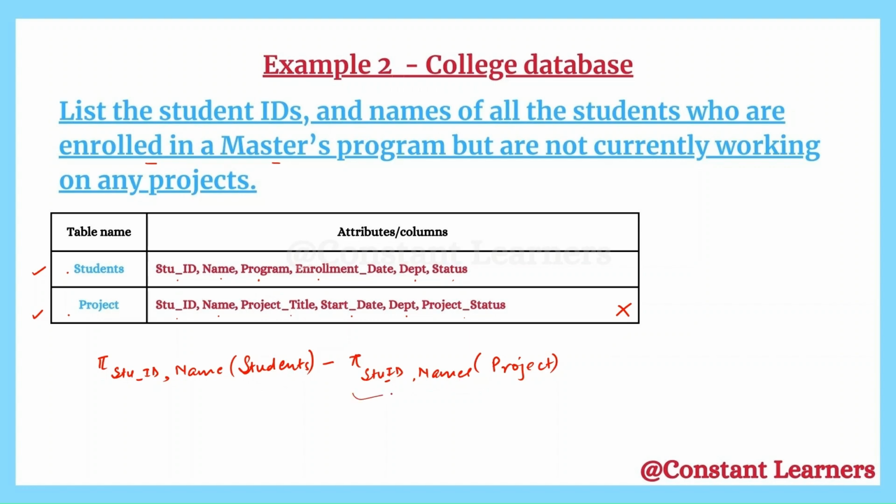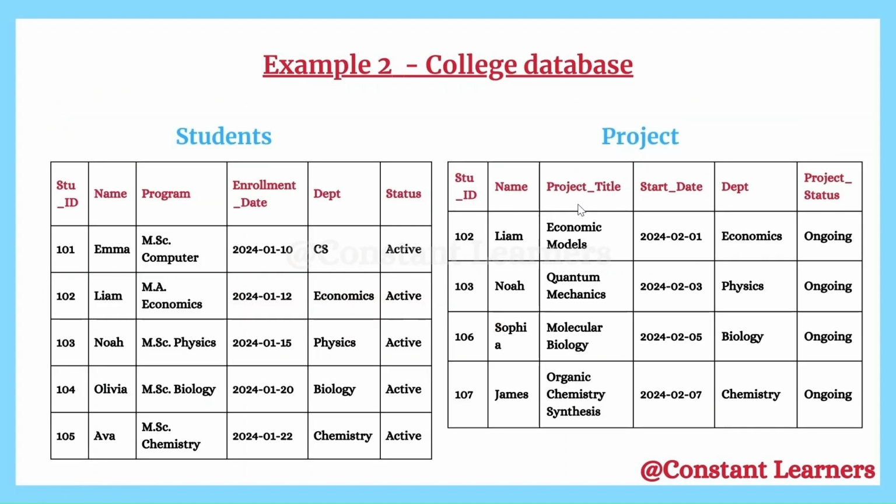All right. So these are the names of all the students who are working on a project, and these are the names and IDs of all the students. So we are subtracting the students working on a project from all the students, and this will give us the required output. All right, so here we have the tables. This is the students table and this is the projects table.